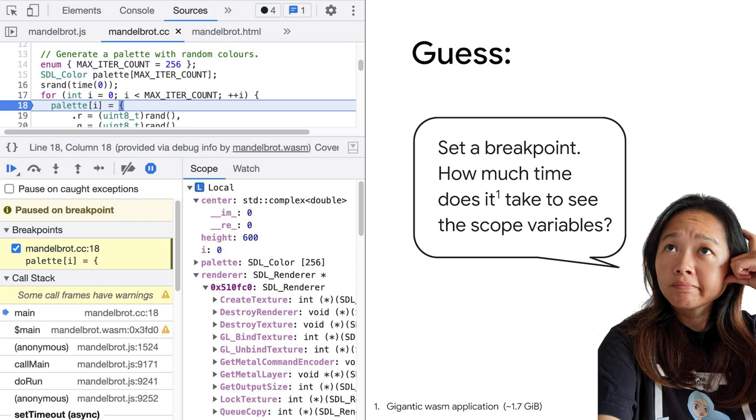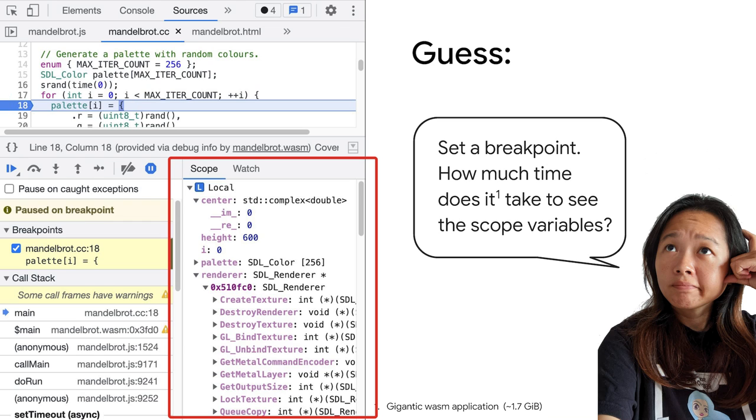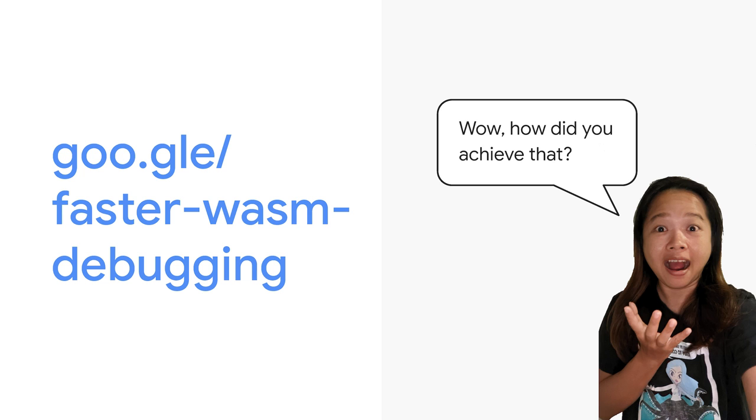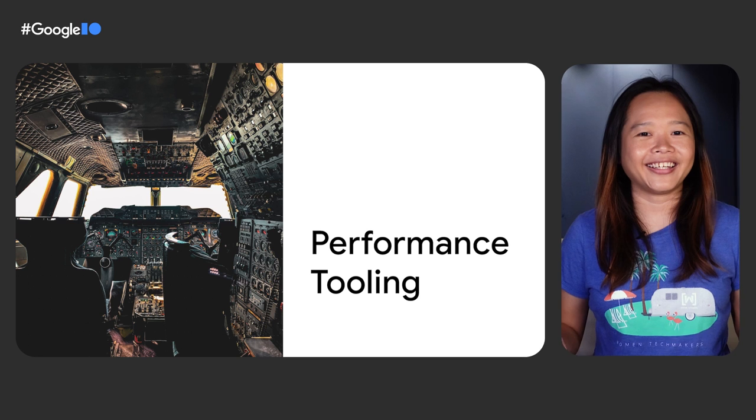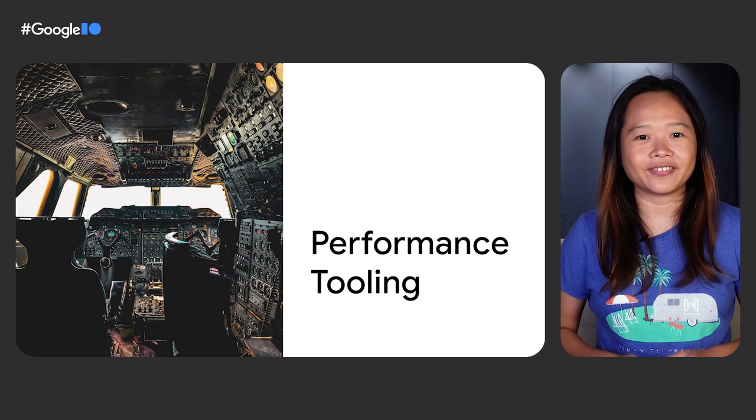Now, let's take a guess. How much time does it take when you set a breakpoint in the code and want to see the scope variables? It used to take about 20 seconds previously. With the support of multiple build flags and more efficient symbols loading, it only takes about 2 seconds now. If you wonder how we achieved that, go to goo.gl/faster-wasm-debugging to learn more.